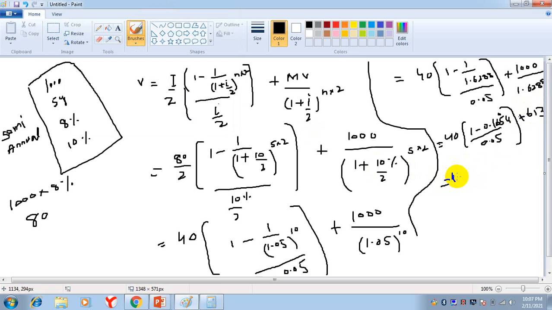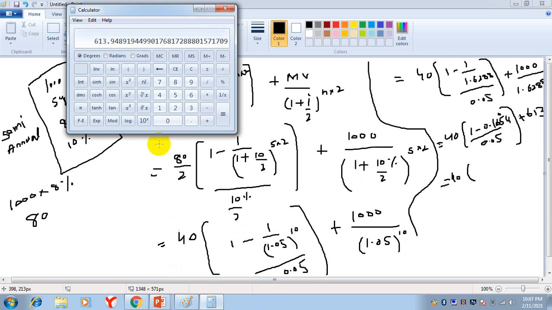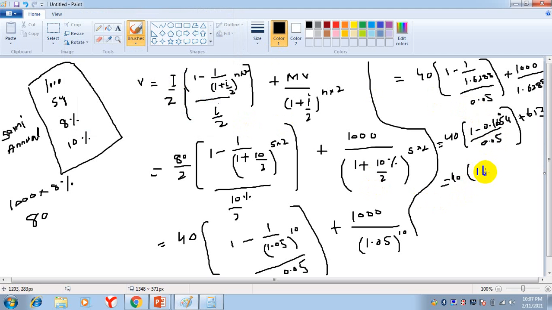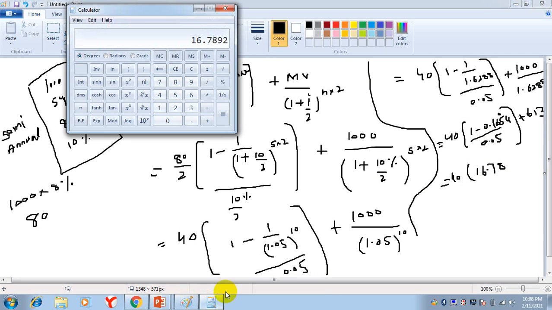So 40, 1 minus 0.16054. 1 minus 0.16054, so we got 0.8394, and divided by 0.05. So we got 16.78, 16.7892.